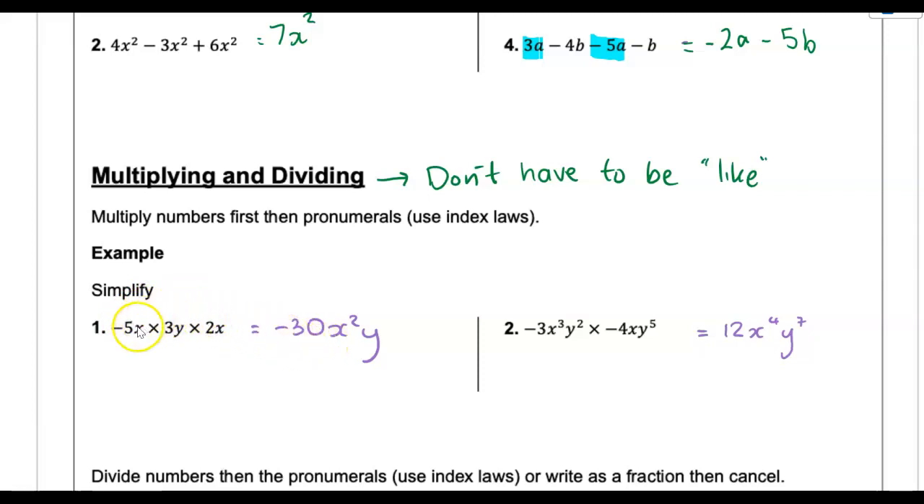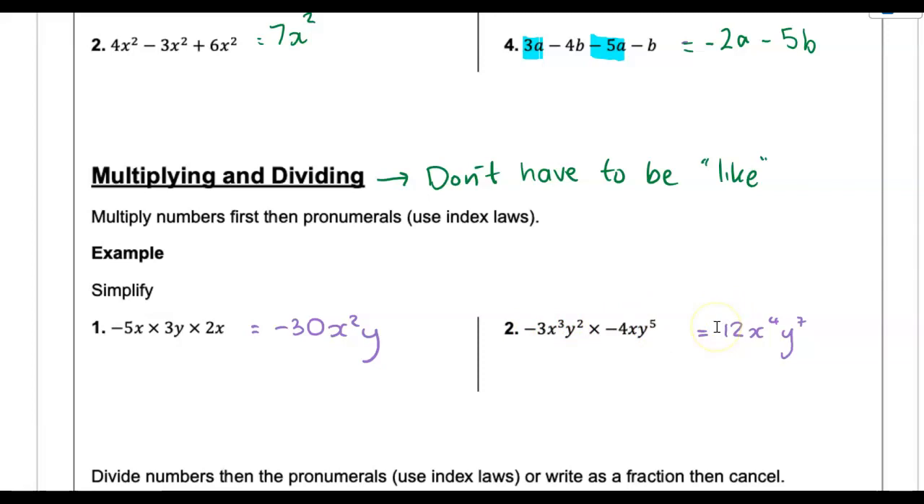Now let's look at the x's. We've got one x here and another x here. We've got 2 of them, so we can pop that as the power. We're basically adding that power of 1 here plus that other power of 1 to get us a power of 2. And looking at y's, there's only one of those, so that gets tacked on at the end, and that's our solution. Using the same method for the number 2, minus 3 times minus 4 is 12.